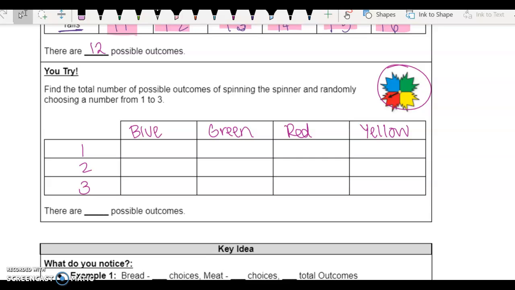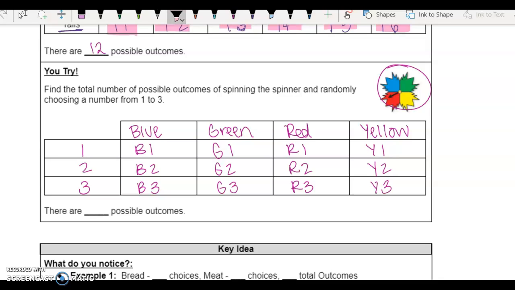Okay, so if we were only to spin and land on blue, we could get either a 1 to go with that, a 2, or a 3. If we were to only spin green, we could either get a 1, a 2, or a 3. If we were to spin a red, we could get a 1 with red, a 2 with a red, or the number 3 with red. And if we were to only spin yellow, we could get a 1, a 2, or a 3.